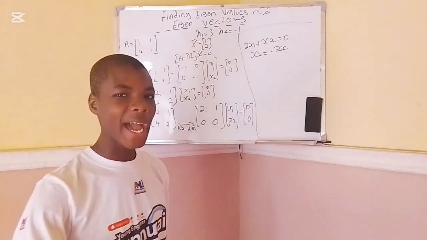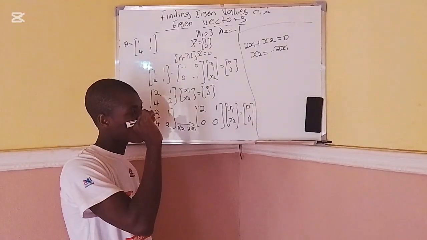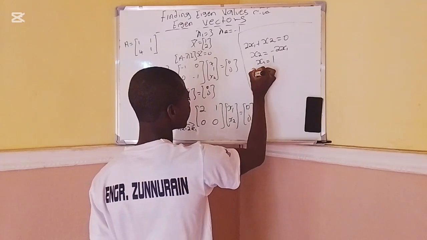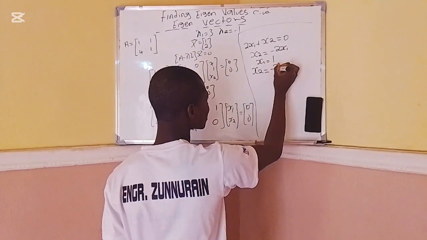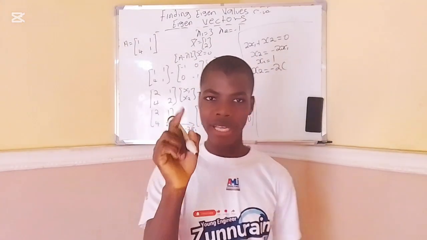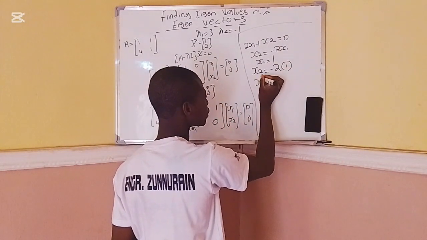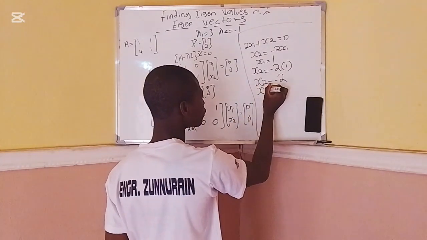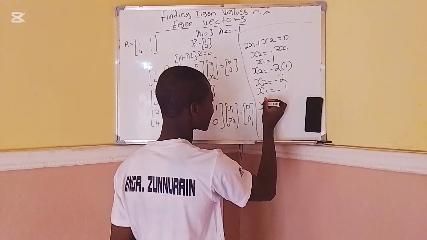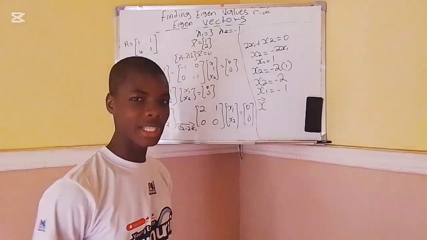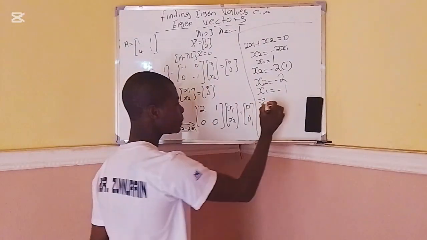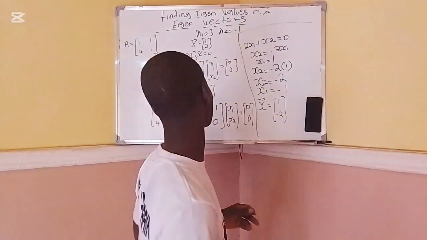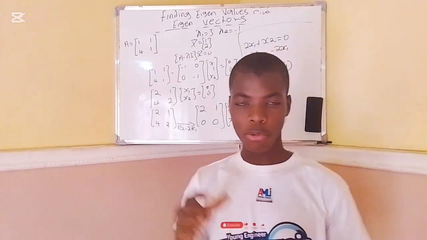So here I have to also choose x1 to be 1. X1 will be equal to 1. So therefore, x2 will be equal to minus 2 multiplied by x1, we choose it as 1, multiplied by 1. So therefore, x2 will be equal to negative 2. And our x1, we choose it to be 1. So therefore, the eigenvector for lambda 2, which is negative 1, will be equal to 1 and minus 2.